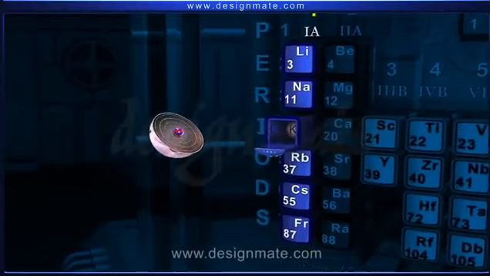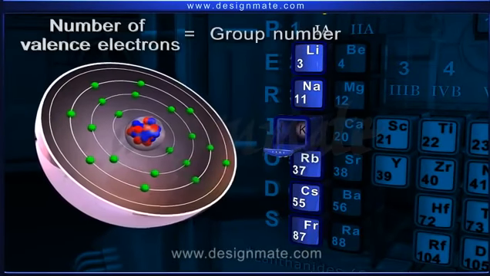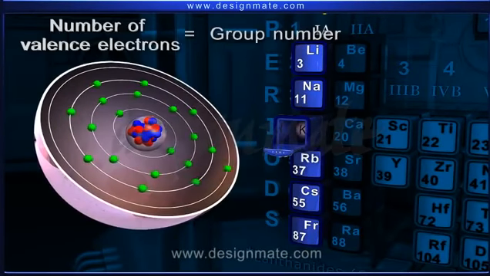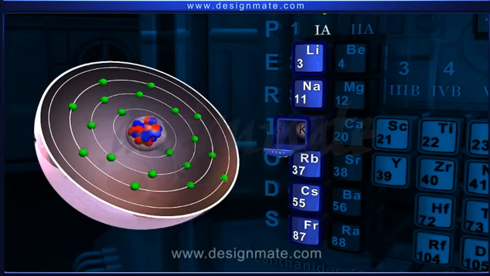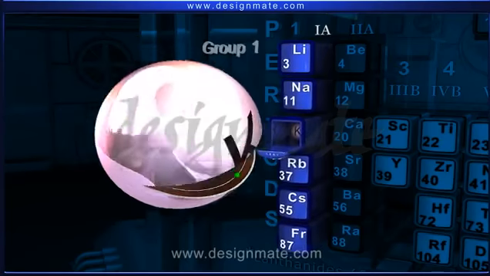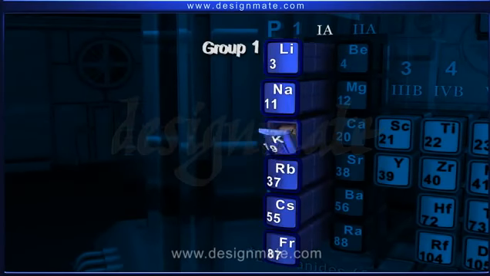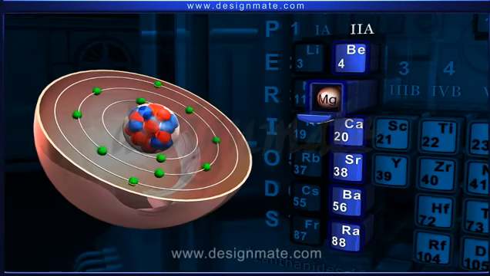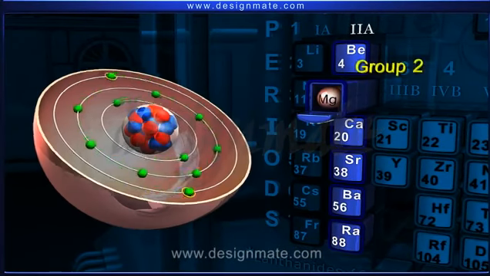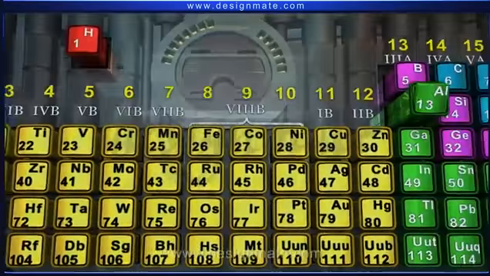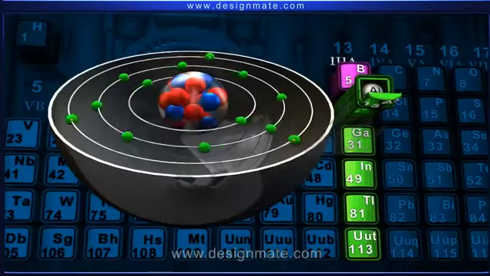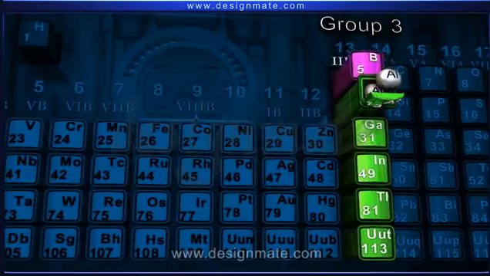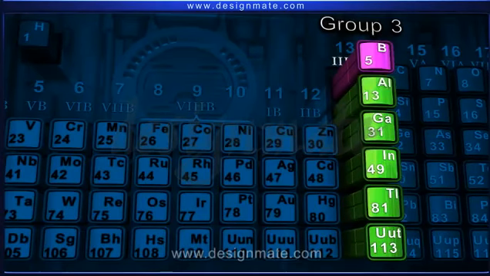The number of electrons present in the outermost or valence shell of an atom decides the group number of that element. Thus, potassium with 1 valence electron fits into group 1 of the modern periodic table. Magnesium with 2 valence electrons is placed in group 2. Aluminum with 3 valence electrons belongs to group 3, and so on.